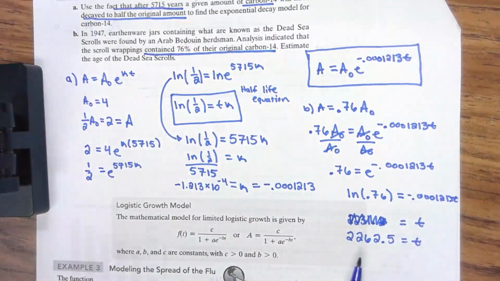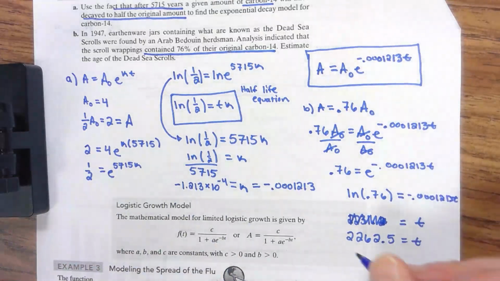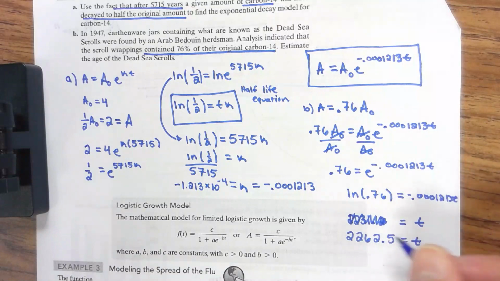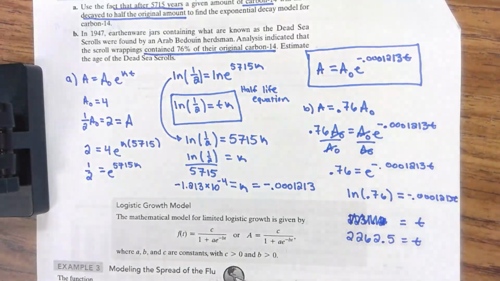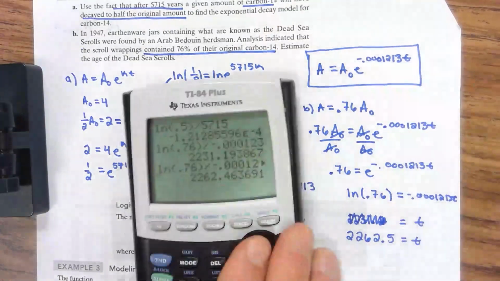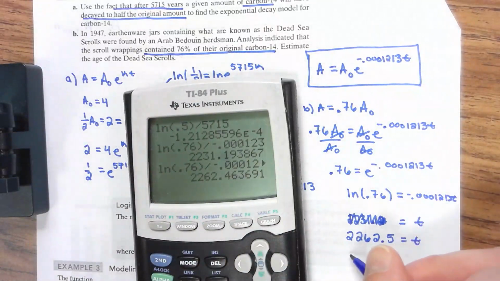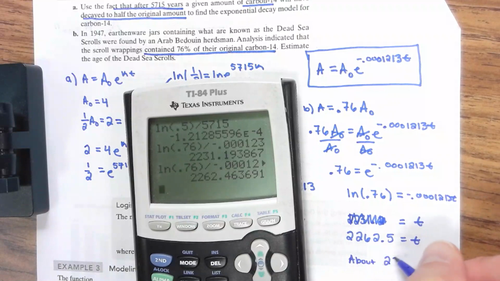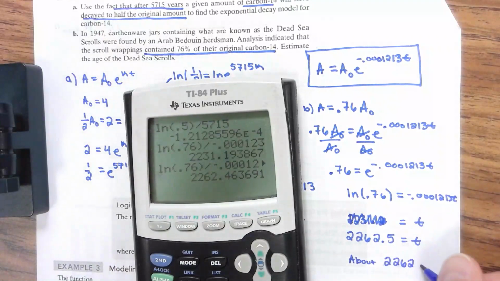So this many years after, or it's this many years old, I guess. We don't really know. We could subtract it from 1947 to figure it out, but we'd say that it is approximately, let's round this. We would technically round that down because it was 0.46. So we'd say about 2,262 years old. It's pretty old.